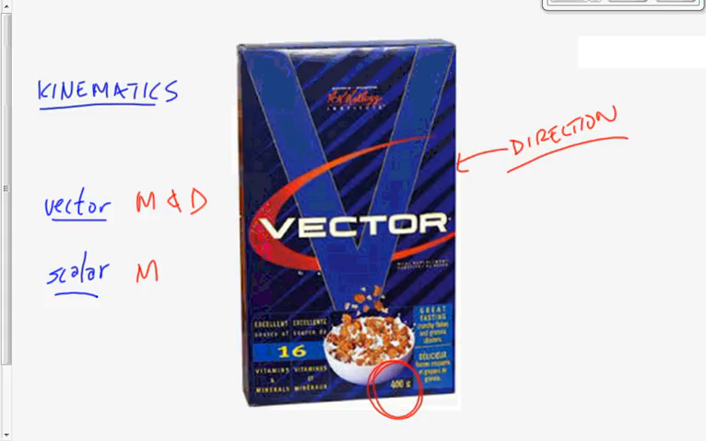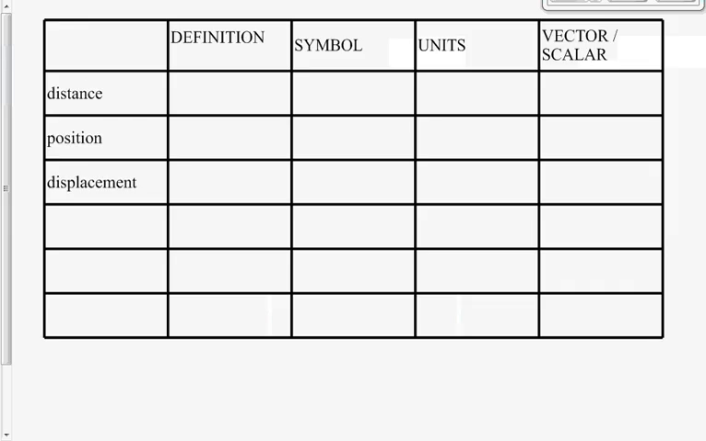Now, we looked at three terms: distance, position, displacement. Which one or ones are scalars? Distance, good. Distance is a scalar. Does that mean the rest of them are vectors? Yeah. So direction doesn't matter for distance.